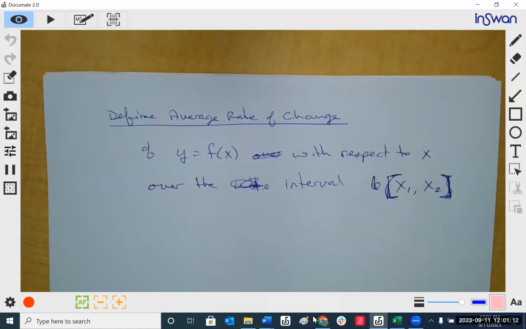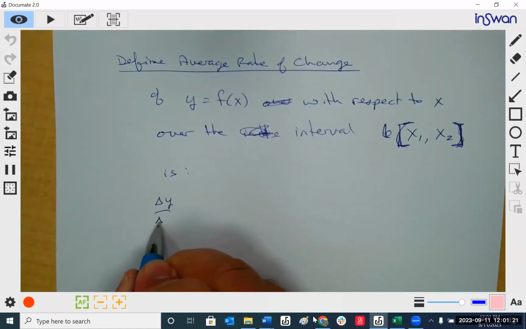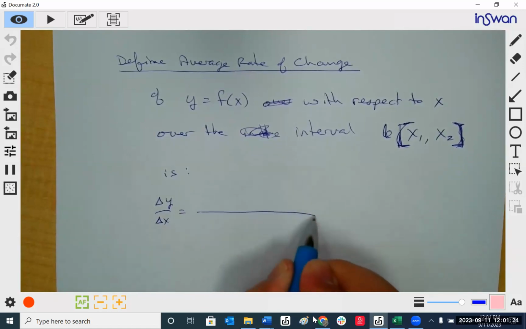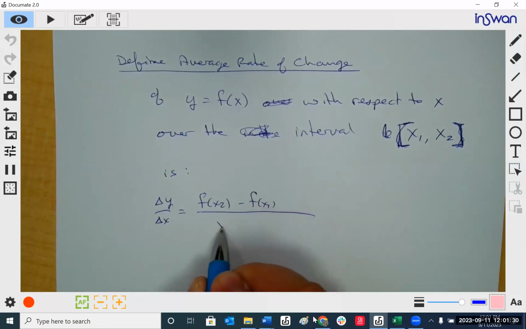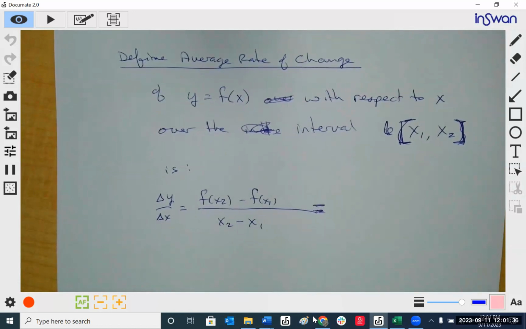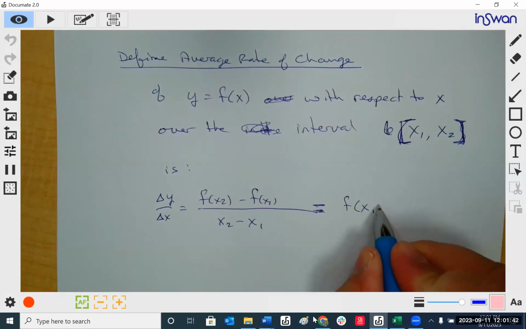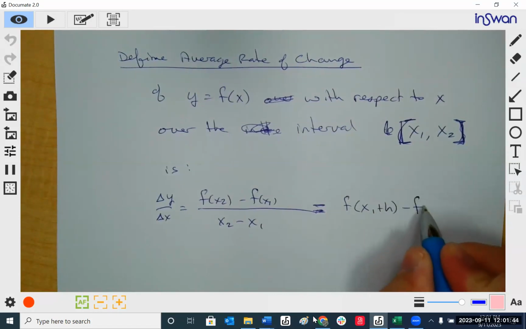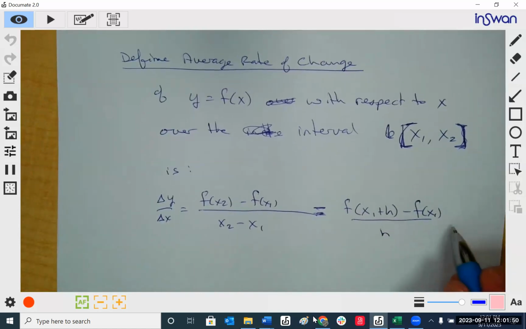The average rate of change of the function y equals f(x) with respect to x over the interval [x1, x2] is defined as delta y over delta x is equal to f of x2 minus f of x1 over x2 minus x1, which is equal to f of x1 plus h minus f of x1 all over h, where h cannot equal 0.